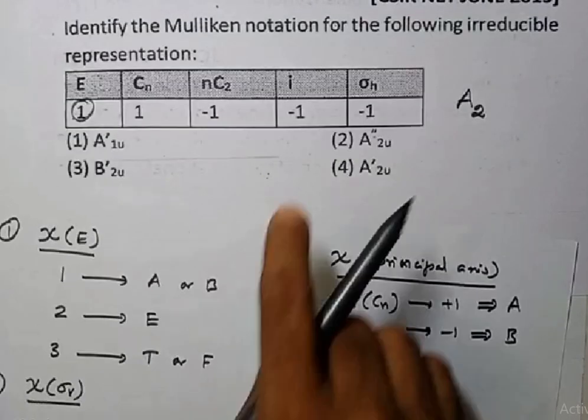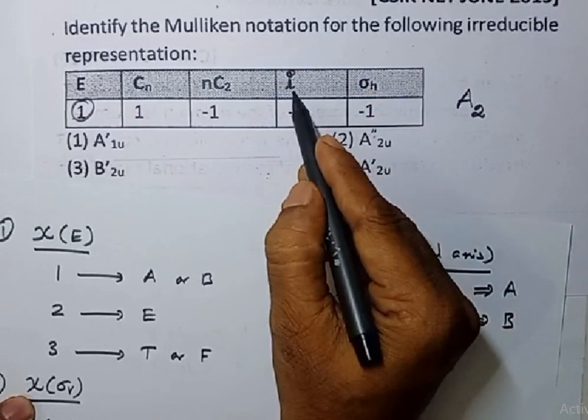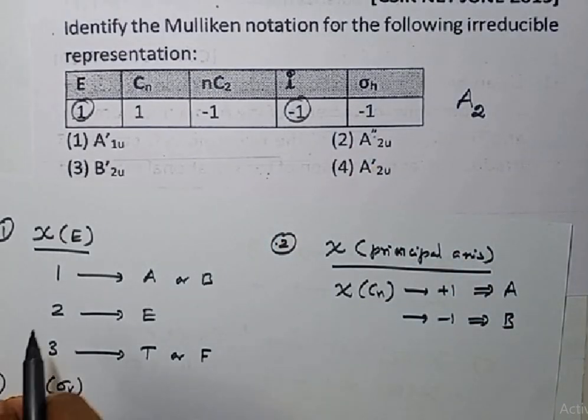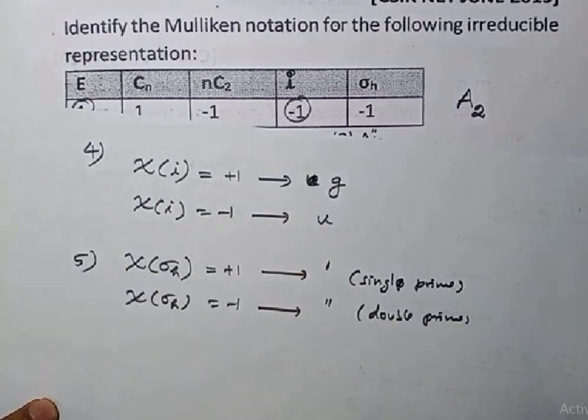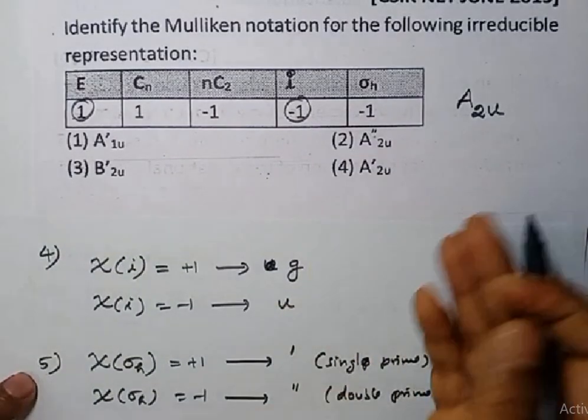Then the next one, I is there, inversion, center of symmetry. Listen, the character for inversion is -1. If the character of I is -1, then it should be ungerade. So just put u in the subscript, A to u.